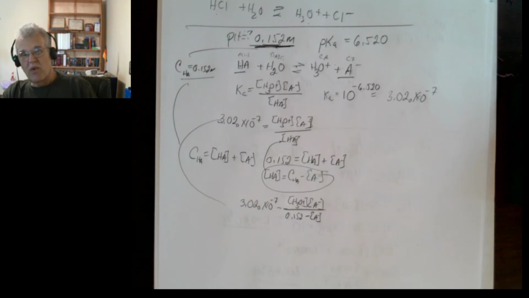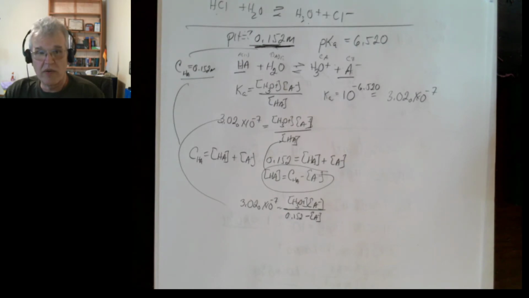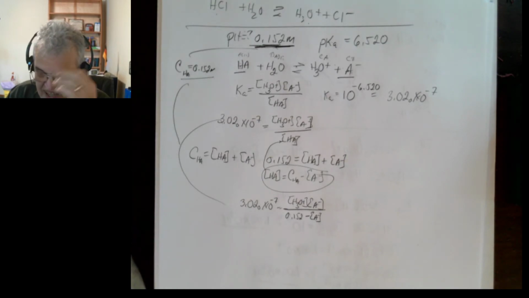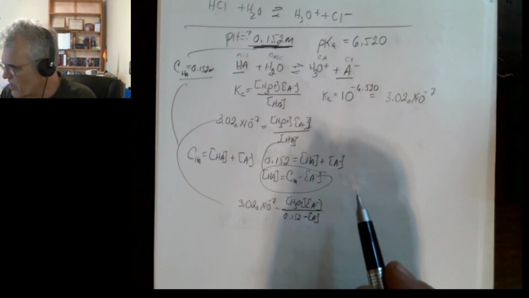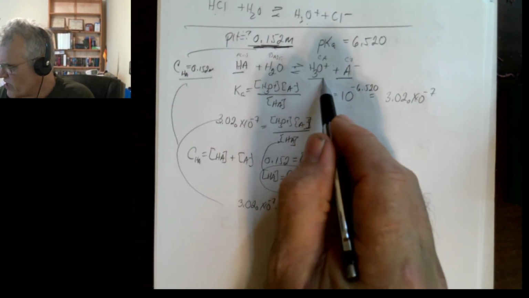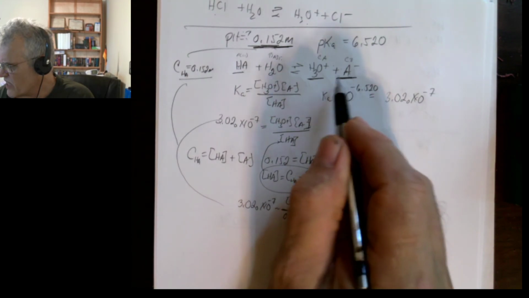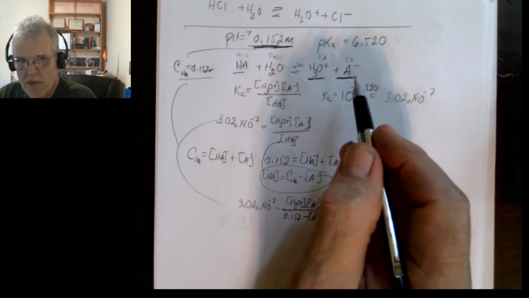So I need to make at least one more simplification. The first one was Lavoisier's conservation of matter. That was not an assumption. It was just a known. It is what it is. Now I need to make an assumption. What can my assumption be? Well, let's look at things. I notice up here that for every A minus formed, there is a hydronium formed from my acid.